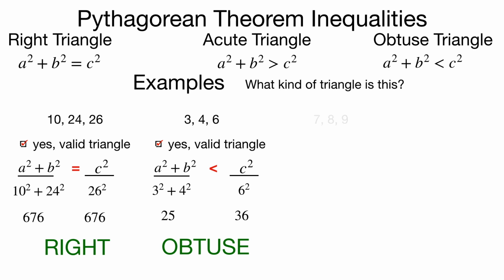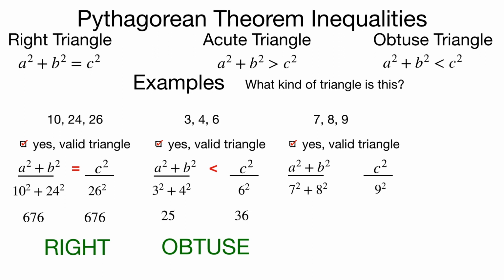Next example, 7, 8, and 9. 7 plus 8 is 15, bigger than 9. It works for the other sides as well. Yes, we have a valid triangle. Let's look at our two columns, A squared plus B squared and C squared, remembering C is our biggest side, so that's where the 9 goes. Do the computations, and we get 113 compared to 81. So A squared plus B squared in this case is bigger than C squared. So we're pointing to the C. That's right, it's acute.